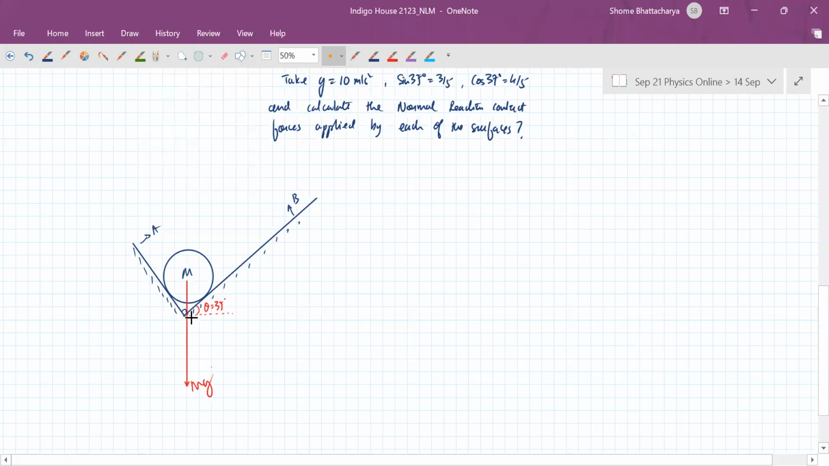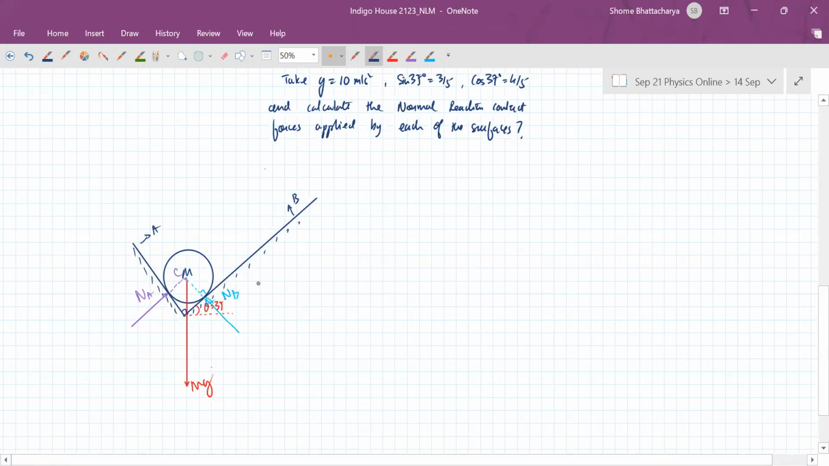Now, what will be the direction of the normal reaction at each contact point? Perpendicular to the surface. Yeah. So in this case, it will be pointing towards the center of the cylinder, because the surface will be like a tangent to the circle. So perpendicular to the surface will be along the radius, like this. So this is the center. Let's say this is the normal reaction A, and the second surface will be applying a normal reaction along this line.